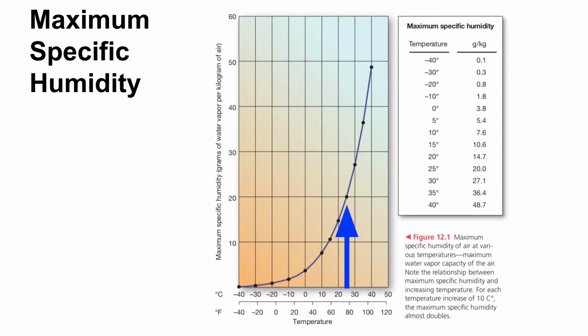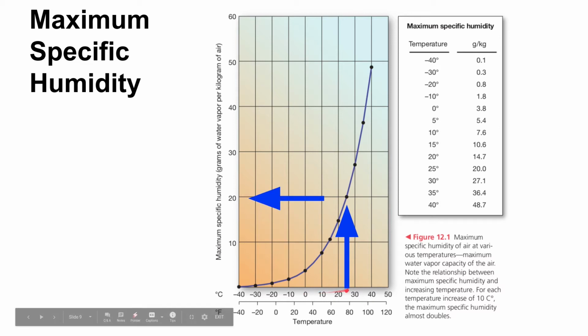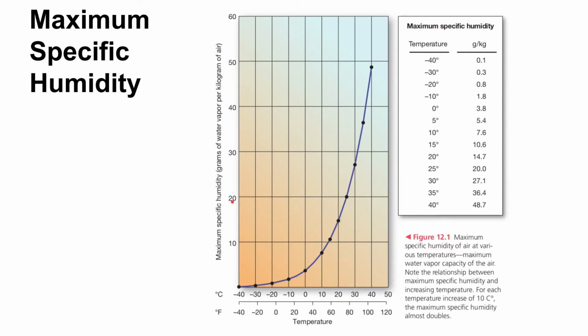You go up till you hit the line, then you go over to the left. So at 25 degrees Celsius, the maximum specific humidity is 20 grams. So another way of doing it with a chart, if you know the temperature, or if you know how many grams you have, 20 grams, then the dew point temperature for that is 25 degrees. So it goes back and forth.